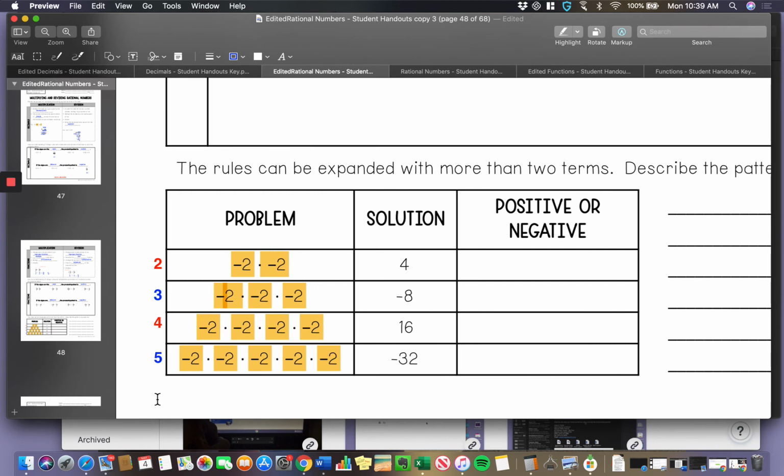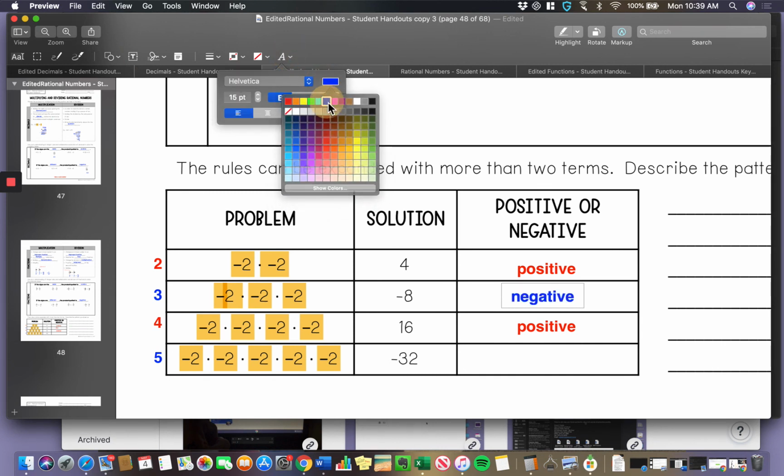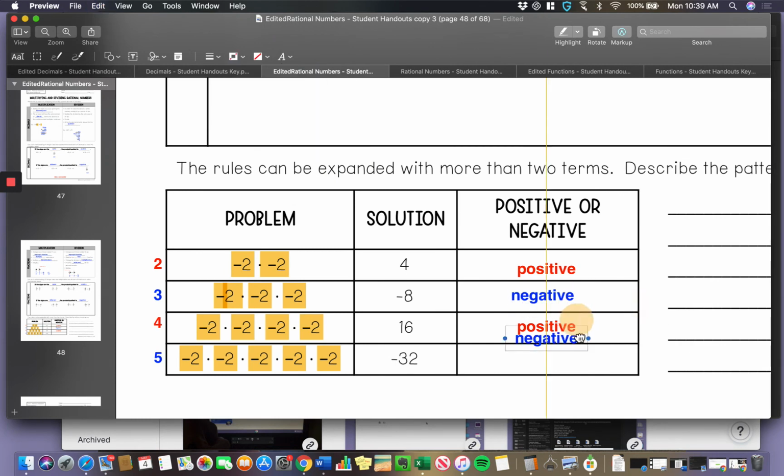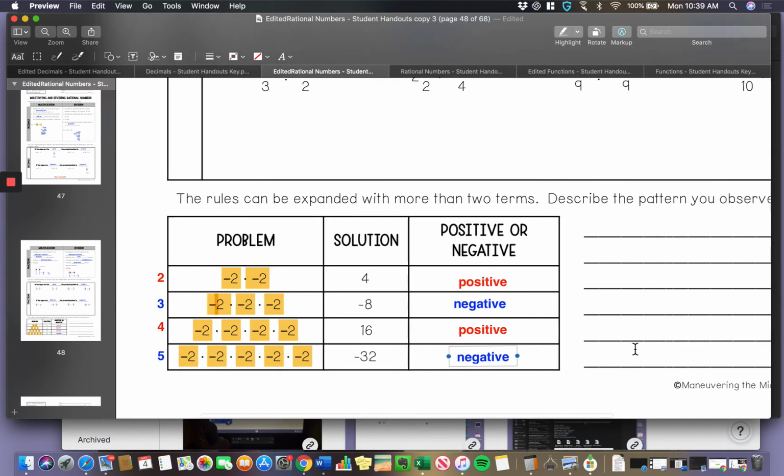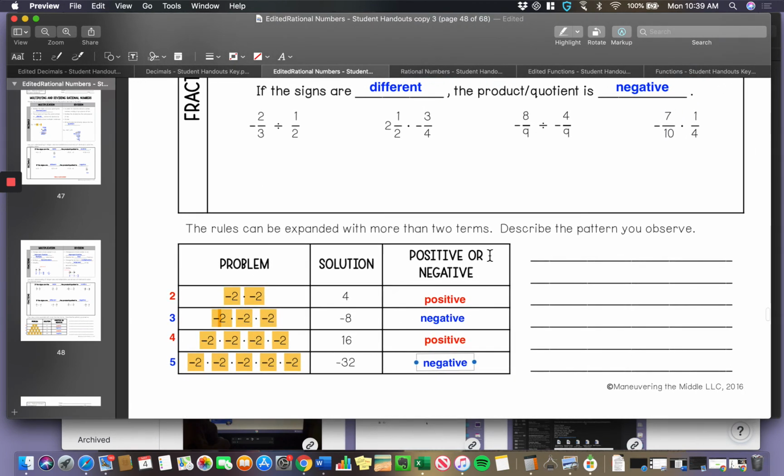So, I have an even number here. My solution was positive. I have an even number here. It is also positive. Now I have an odd number here, so I have a negative. And the other odd number is the same deal. Negative. So you need to describe this pattern.